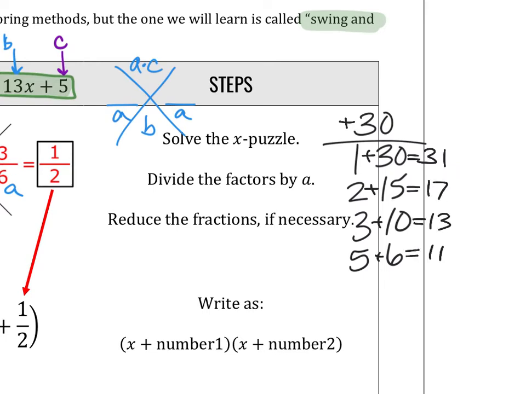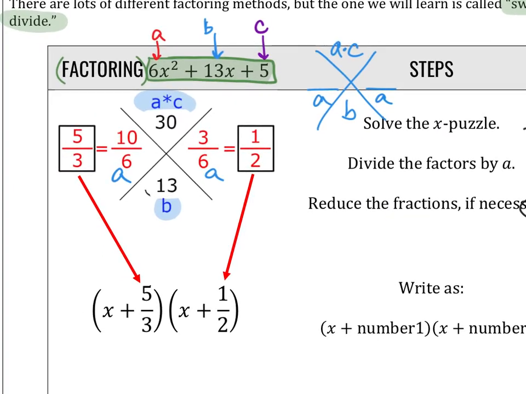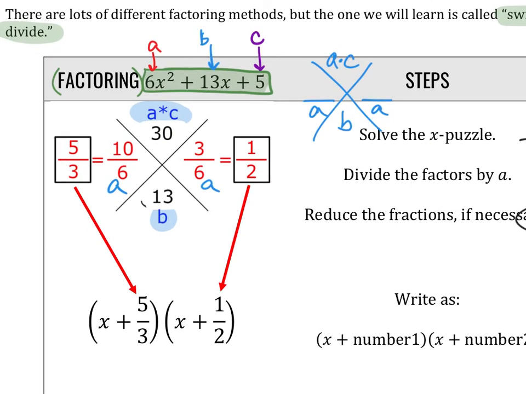That's 11. Which one has the number that I want? 3 plus 10. Do I need to change any signs? No, which is why you notice they have a 3 and a 10 listed right here, because those are the numbers out of my X puzzle. All right, we've solved the X puzzle. It says divide the factors by A. This is the divide part of swing and divide. What is 10 divided by 6?